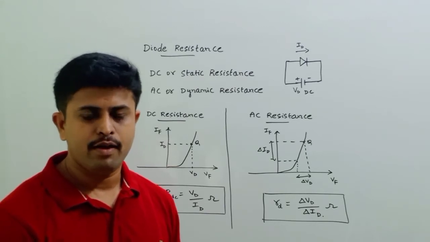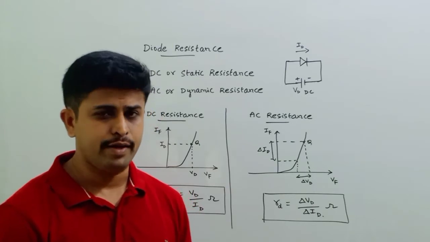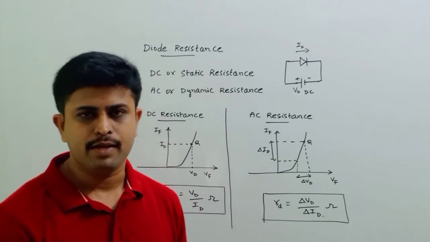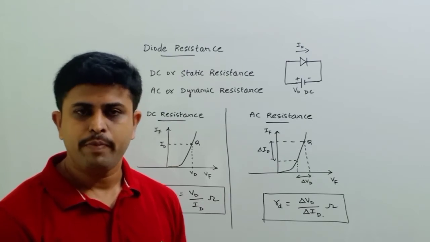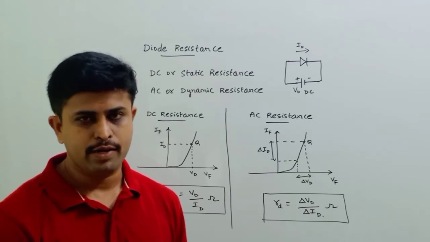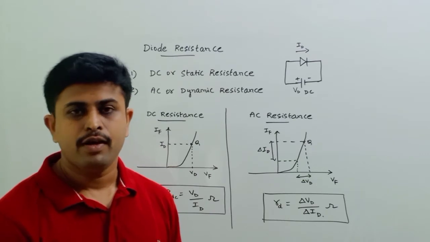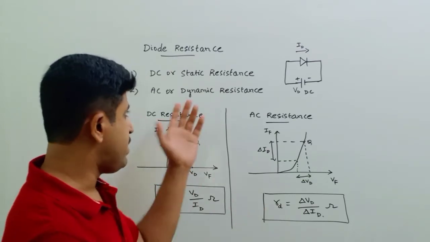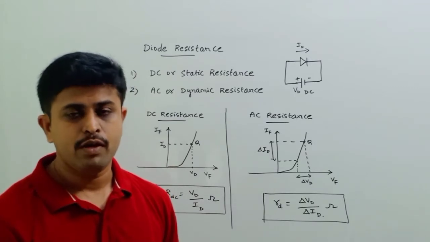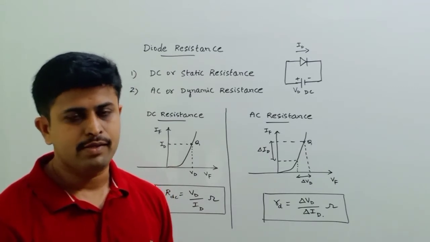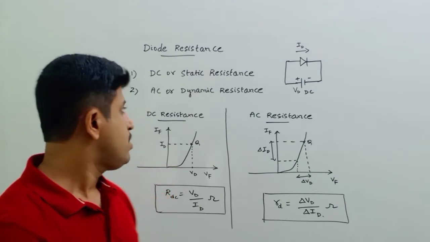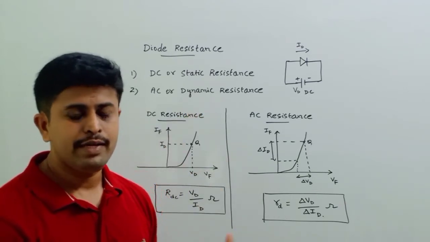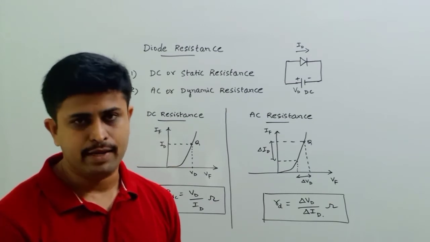See here, we can connect either a DC supply to the diode, or we can connect an AC supply to the diode. So based on the supply connected to the diode, we can have a DC resistance, which is also known as static resistance of a diode, or we can have AC resistance, which is also known as dynamic resistance of the diode.